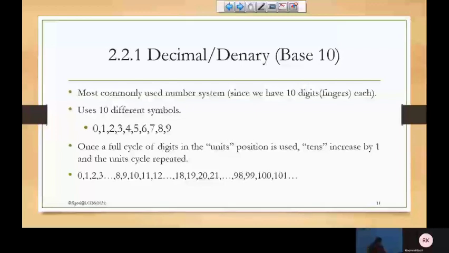9 is the largest. So when you get to 9, you increment your tens to get a 2 in the tens position, and you restart the cycle in the units position. Also have the 20, 21, all the way up until you get to 99, and you just increment by adding the hundreds position now, and everything else, the tens and the units, are reset to 0.